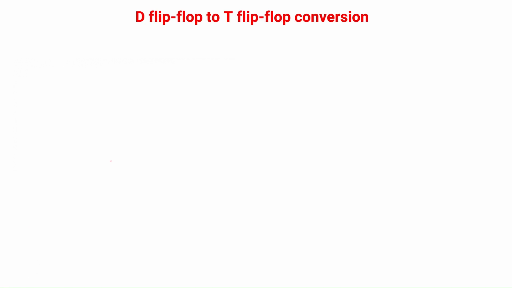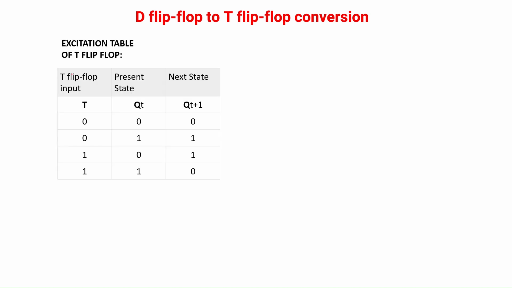Now we are going to convert D flip-flop to T flip-flop. This is the truth table of T flip-flop. When the T flip-flop input T equals 0, the present state will be equal to the previous state. This is the present state, and this is the previous state. Present state will be equal to the previous state.